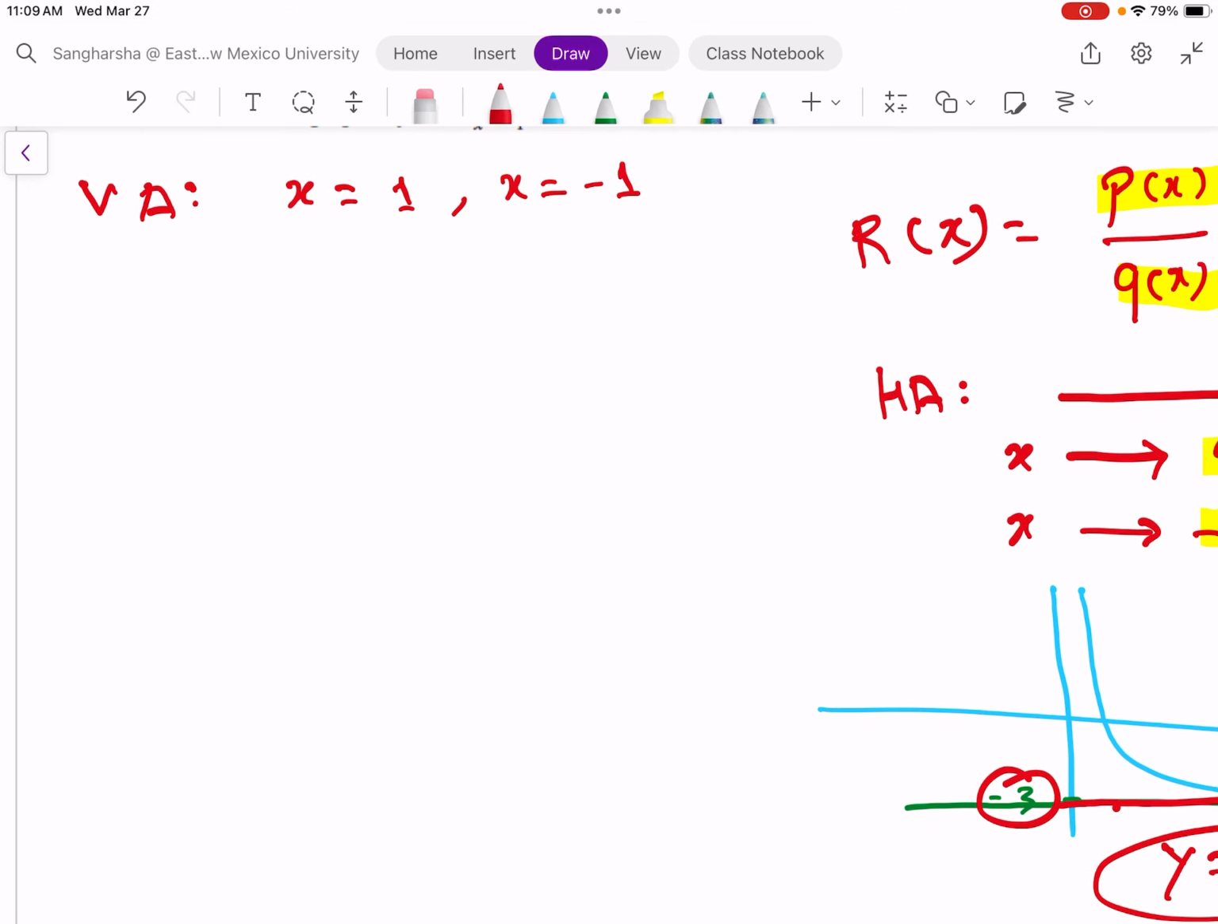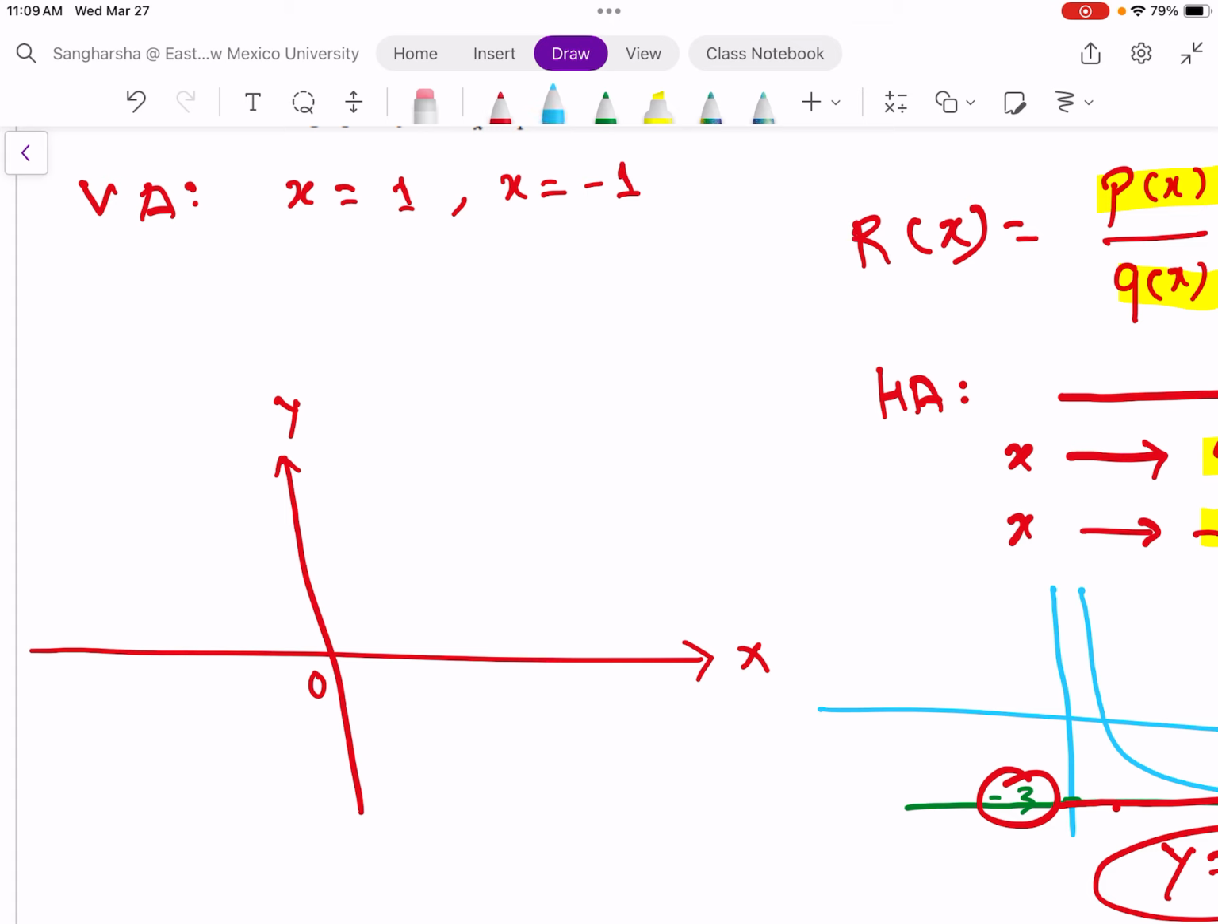Now let's draw a graph along with it. So here let's draw these vertical asymptotes. We have the x-axis, y-axis, origin. So we draw a vertical line at 1 and -1. So we have 1 here and we have -1. So let's draw a vertical line at 1 and a vertical line at -1. So this is the very first step when you are graphing.